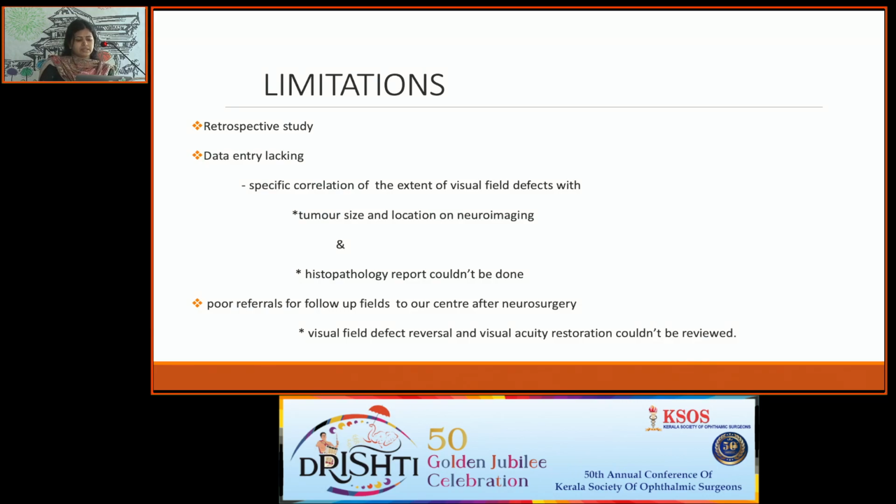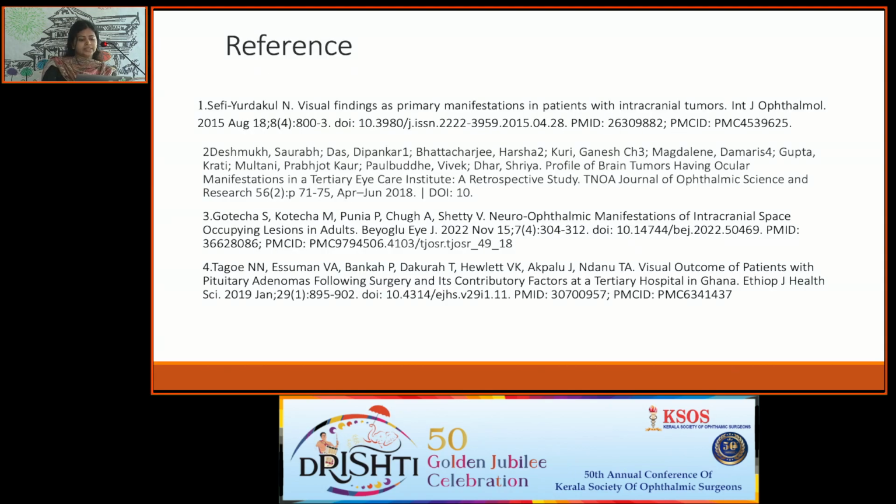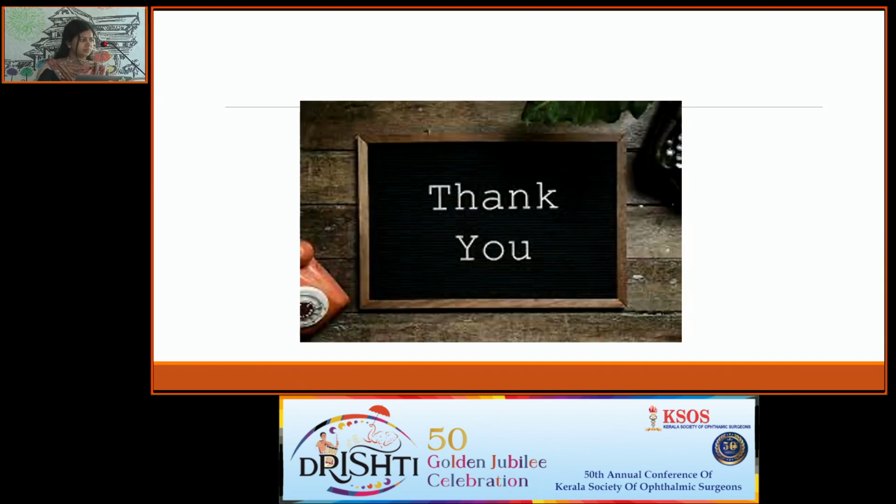Limitations of my study are its retrospective nature and data entry lacking in specific correlation of the extent of visual field defect with the tumor size. Location on neuroimaging and histopathology report couldn't be done, and there were poor referrals for follow-up. Conclusion: the ophthalmologist is very often the first physician to encounter the patient with neuro-ophthalmic manifestation. A keen evaluation including visual field charting and correlating the visual field pattern with clinical presentation helps in early recognition of life-threatening tumors. These are my references. Thank you.